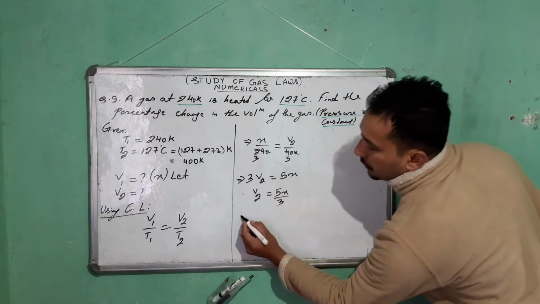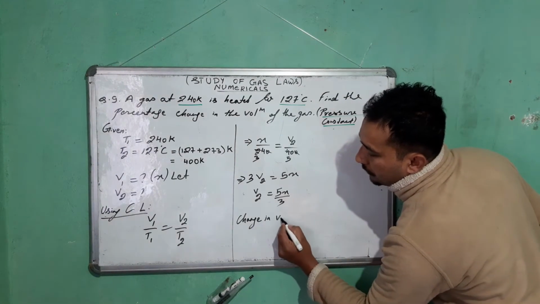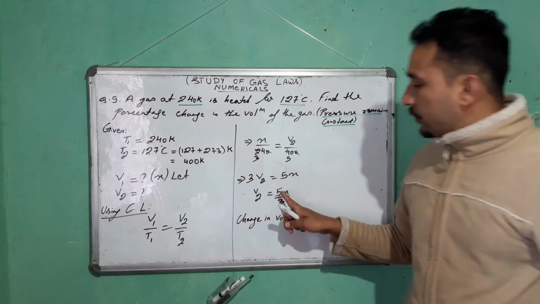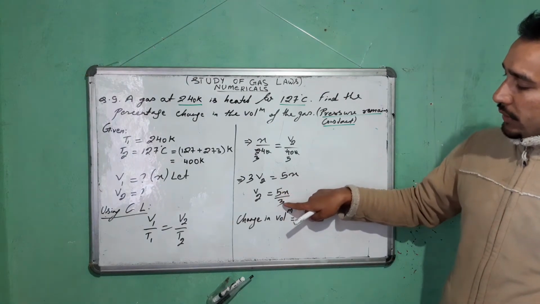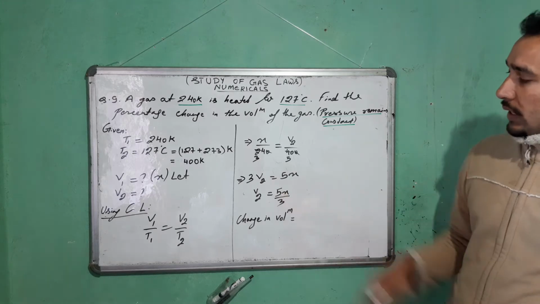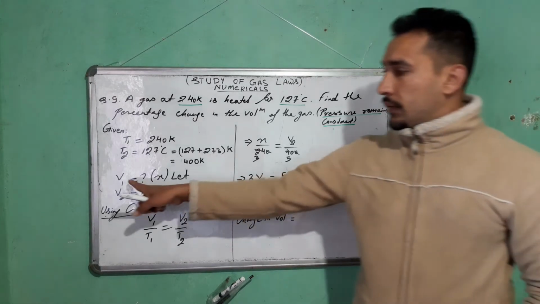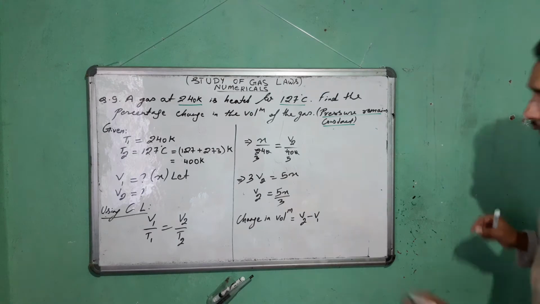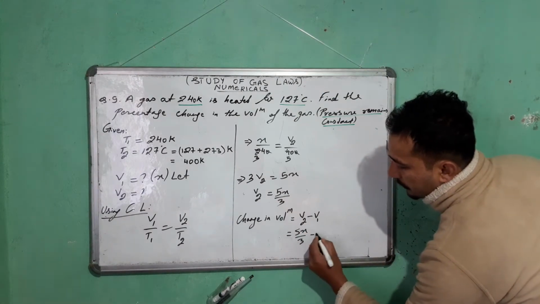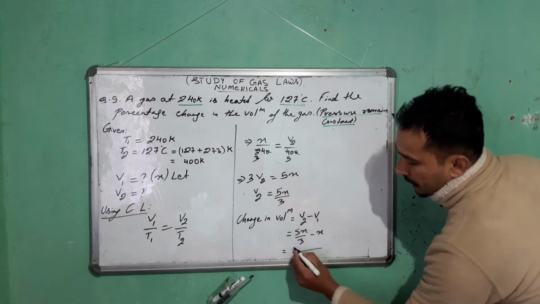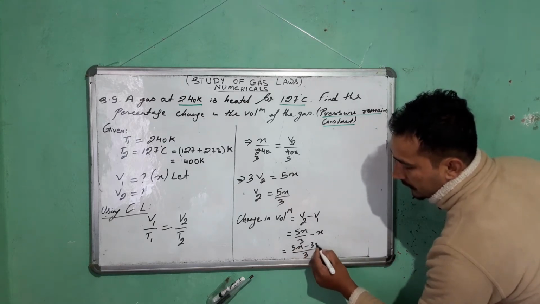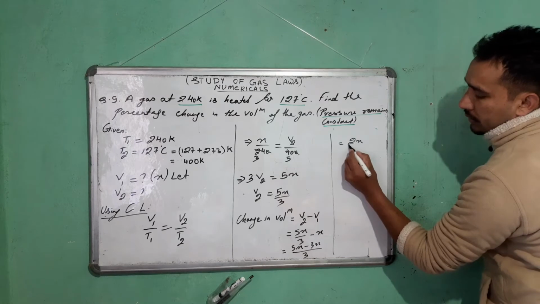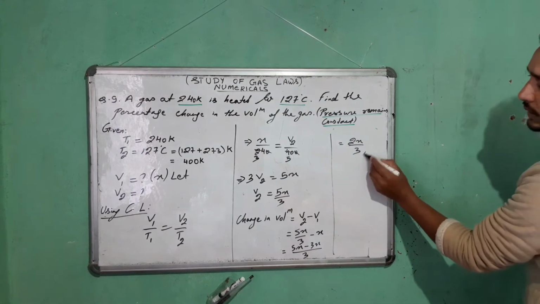V2 is this. Now the change in volume. Which is bigger, V1 or V2? If you divide 5x by 3, it will be 1.6 something, so obviously this is bigger than V1. So it is V2 minus V1: 5x upon 3 minus x. Taking the LCM, 3, we get 5x minus 3x, which is 2x upon 3. So this is the change in volume.